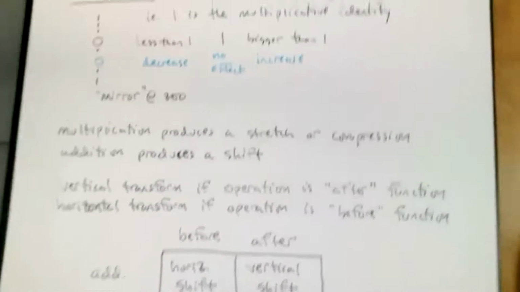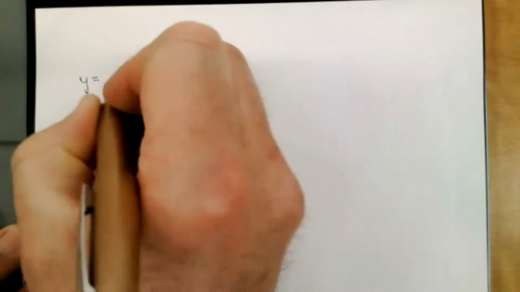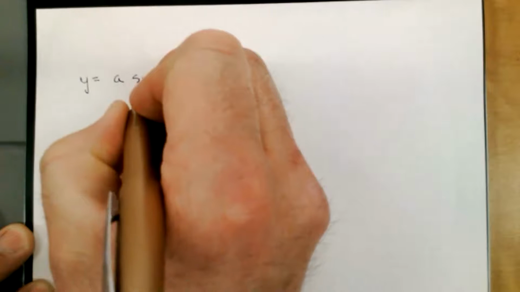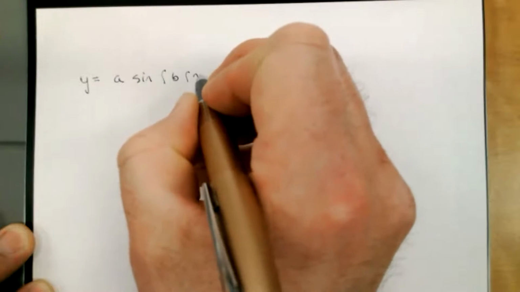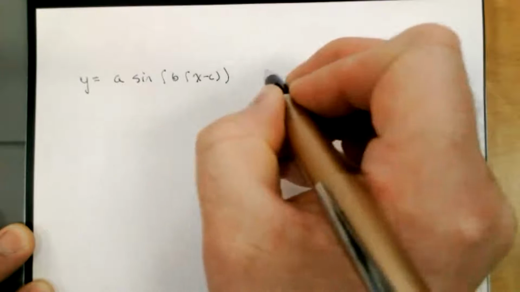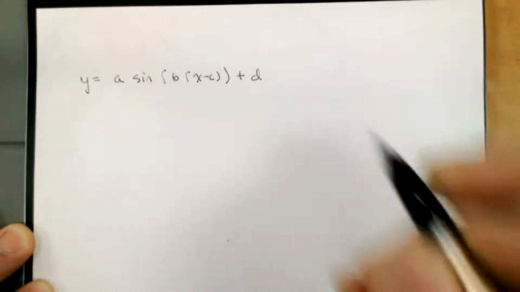All right. Let's take a look. I did not specify what I meant by operations before or operations after. So I'm going to write my generic trig function with all the transformations that we're going to look at. So let's look at y is equal to a times the sine of b times x minus c, plus d.